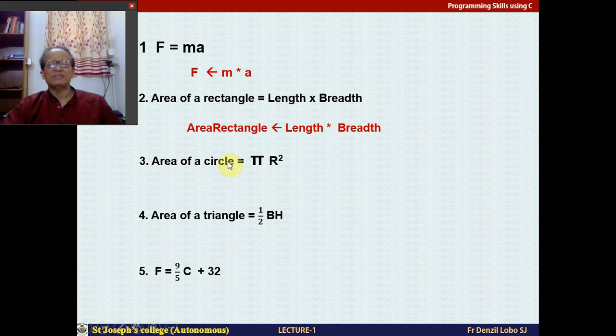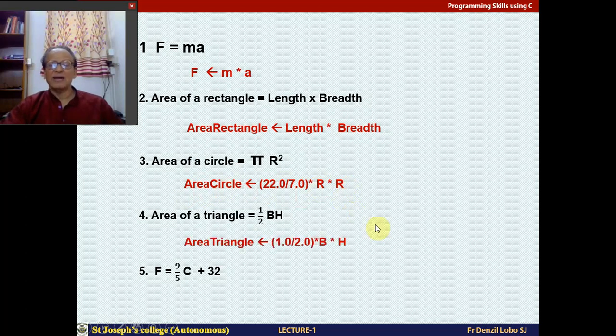Third is the area of a circle. We have learned this formula in high school, pi r squared. So we have to write the assignment statement now. Invariably here also many students make a mistake, and they simply write pi. The computer does not understand pi. So we have to give the value of pi. Either you write 3.14159, or a simple thing is 22.0 divided by 7.0. That is pi into r squared, and assign that value to a variable called area circle. This is the area of a circle.